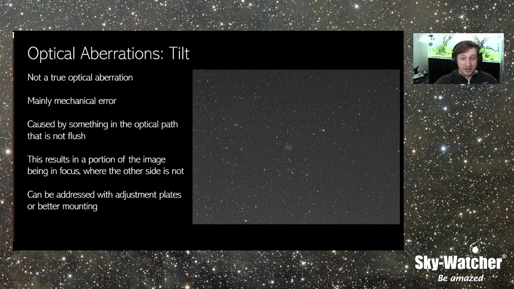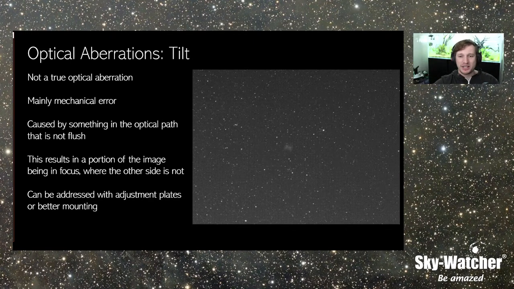Either the sensor itself is tilted, which is common in less expensive cameras, or there's a tilt somewhere in the imaging train before the camera, and you can help eat up some of that tilt by having a tilt plate on the camera there. So a lot of modern day cameras have a collimatable plate where you could make some adjustments to help make that camera sensor more parallel to the light path, so you don't have any weird artifacts in your stars when you're out imaging.